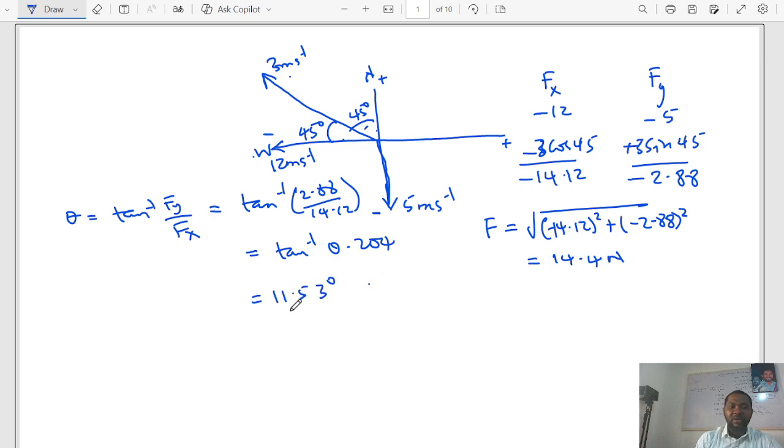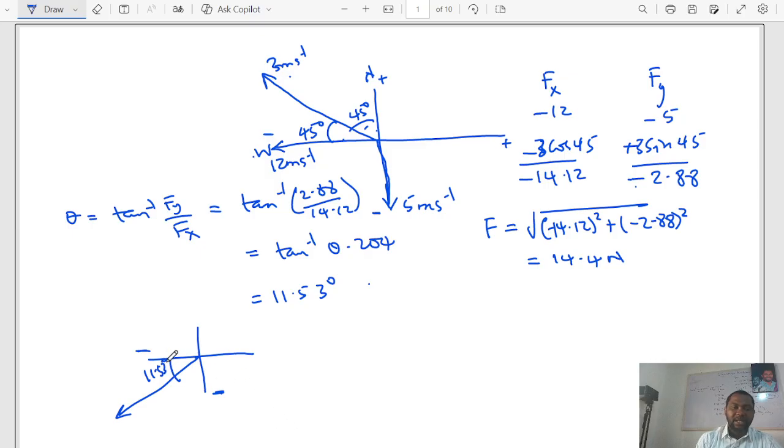But we can't conclude here because of the negative sign. The x is negative and y is negative, which means the resultant is between the negative x-axis and the negative y-axis. So that means the 11.53 degrees is here.